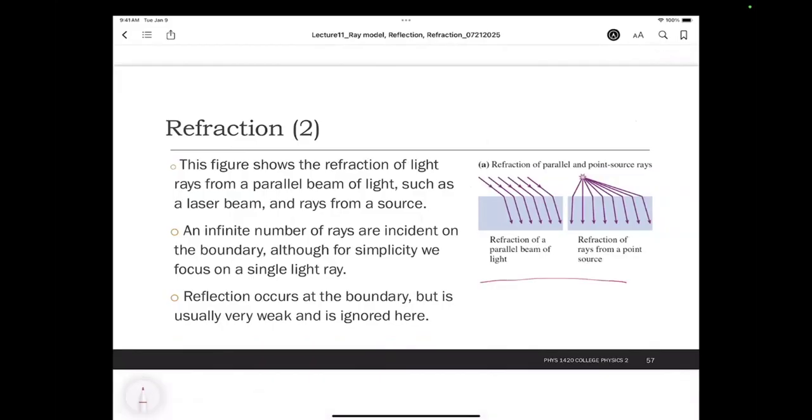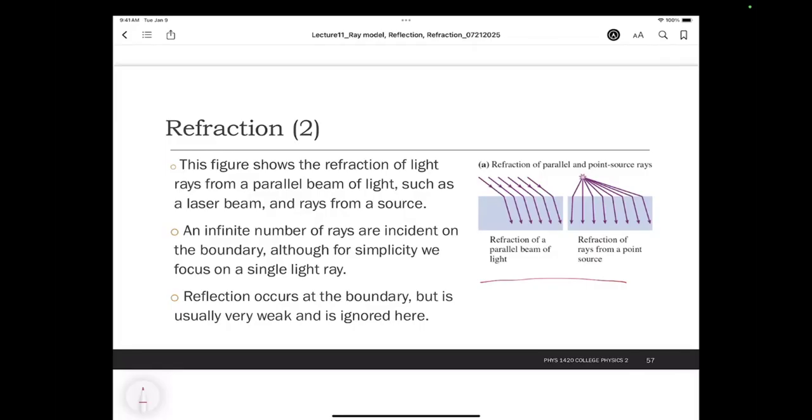This figure shows the refraction of light rays from a parallel beam of light, such as a laser beam, and rays from a source. An infinite number of rays are incident on the boundary, although for simplicity, we focus on a single light ray. Reflection occurs at the boundary, but it is usually very weak and is ignored here.